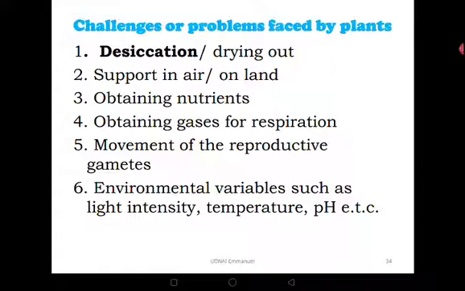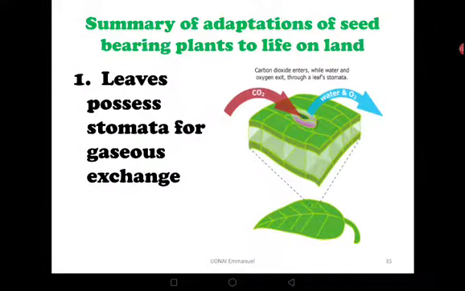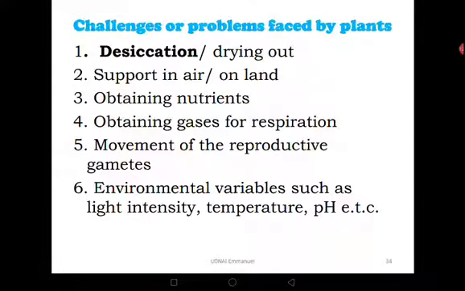Well, even in higher plants, they still need water to move to form their pollen tubes. Environmental variables such as light intensity, some places have too much light or too little light. Others, temperature is very high or very low, pH, and so on. Those are challenges that plants face where they live. We need to know them, yeah.